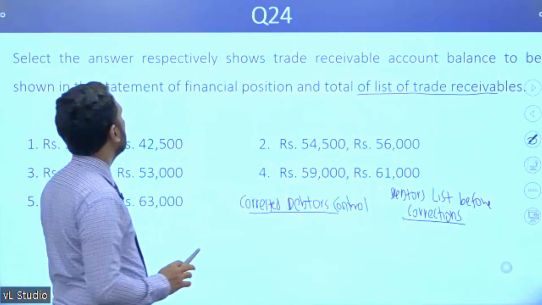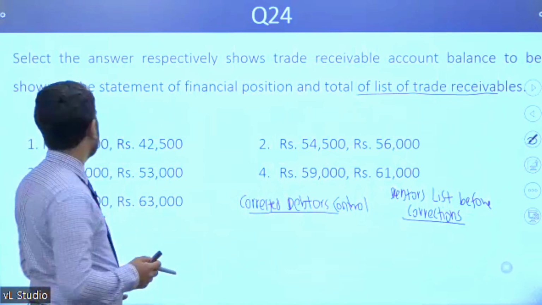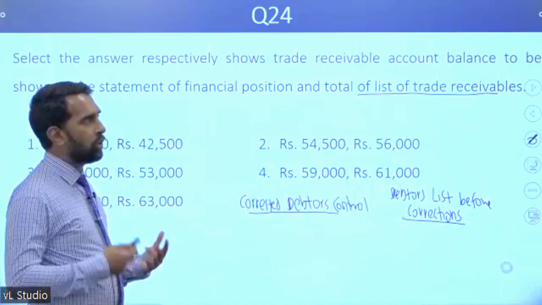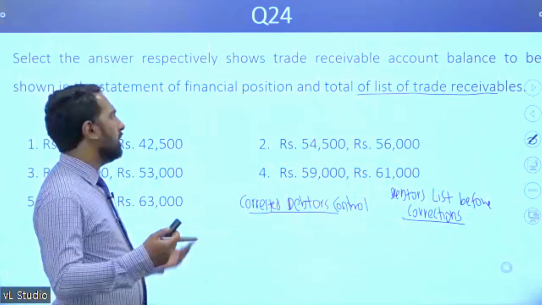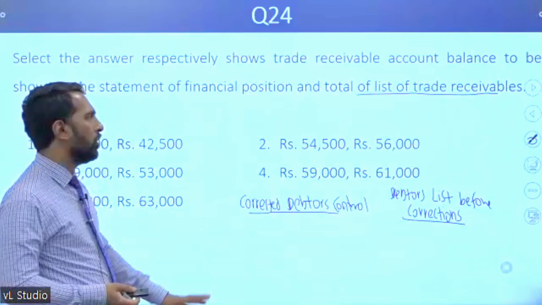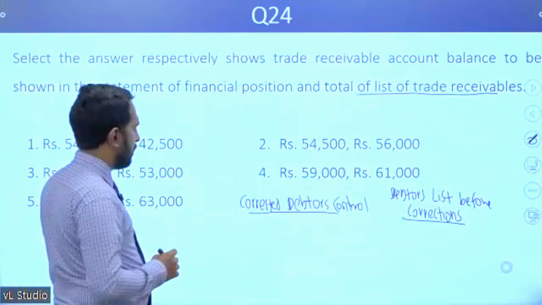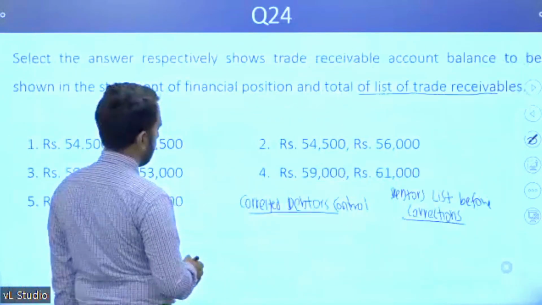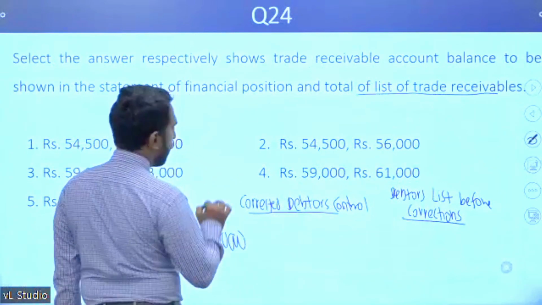They are asking to show the trade receivable account balance, that is the debtors balance, in the statement of financial position. When you are showing it in the financial position, it should be a correct balance. And they are just saying the total of the list of trade receivables. So that is before any corrections. As per the information given, the trade receivable balance is 50,000. We are going to start with 50,000, and we have to do the corrections.